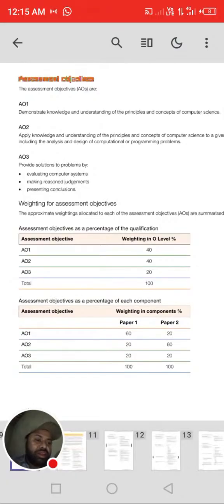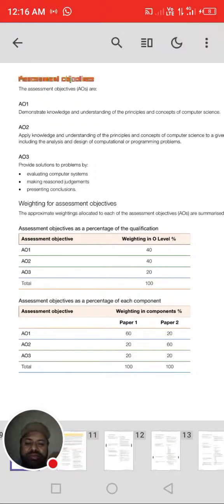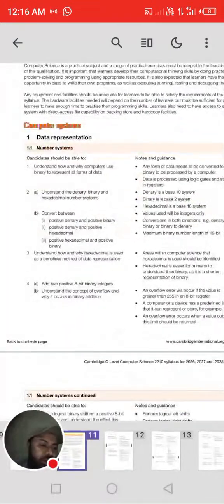And there is another very important thing: the assessment objectives, AO1, AO2, AO3. You can read them out, and I'm not going to spend time here, as I want to go directly to the topics in depth, which we will study and gain knowledge about and hopefully get good grades. We move forward.